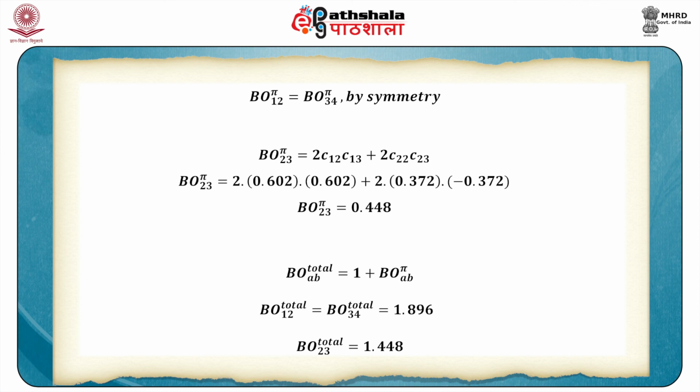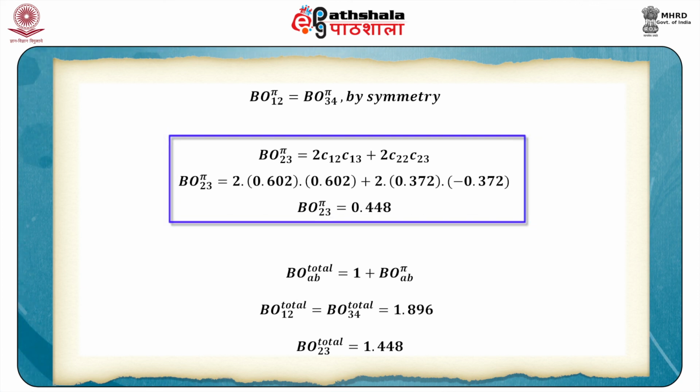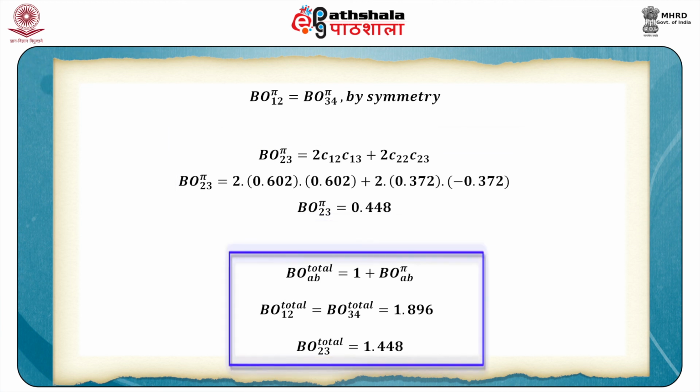However, if we want to calculate the pi bond order between carbon atoms 2 and 3, then again using the same expression and substituting the corresponding values, we find that this pi bond order between carbon atoms 2 and 3 is equal to 0.448. Now please remember that in these calculations we have calculated the pi bond order.